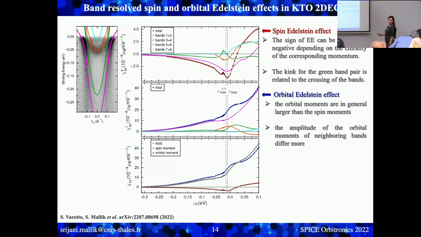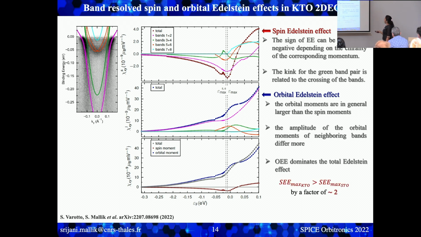But what is interesting is that the orbital Edelstein effect is almost 10 times larger than the spin Edelstein effect. So experimentally, we were always just probing the spin Edelstein effect, but if somehow we can probe the orbital Edelstein effect also in the samples, we can see that it is larger in amplitude than the spin Edelstein effect. So when we calculate the total Edelstein effect present in the system, of course the orbital Edelstein effect dominates the total Edelstein effect.